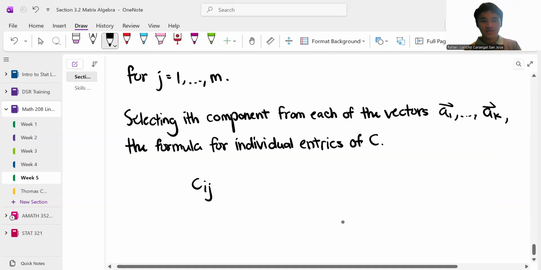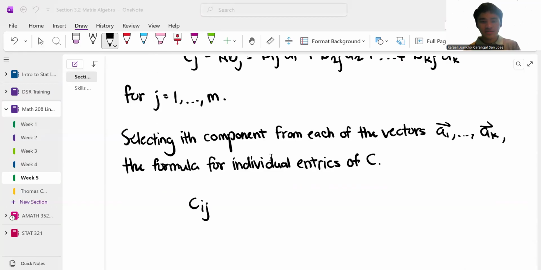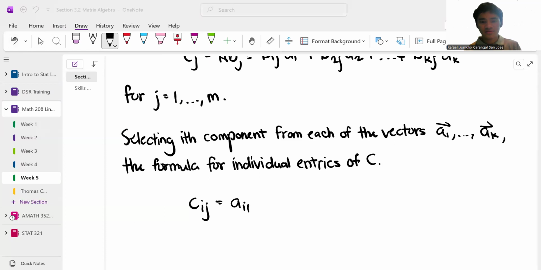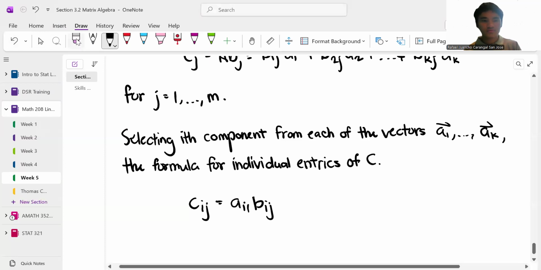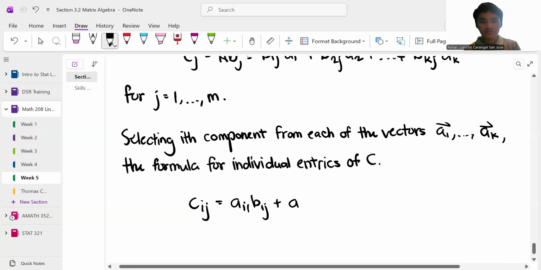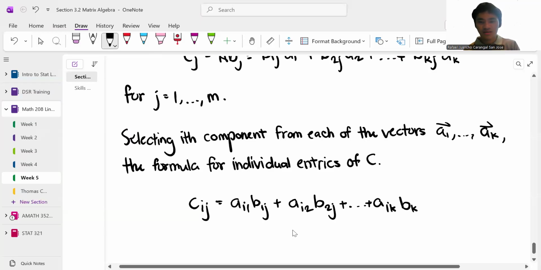So when we say Cij, this is only Cj. When we do Cij, that's the same thing as A sub i1, B1j, and then we add that to A sub i2, B2j, then we keep going all the way to A sub ik, bkj.